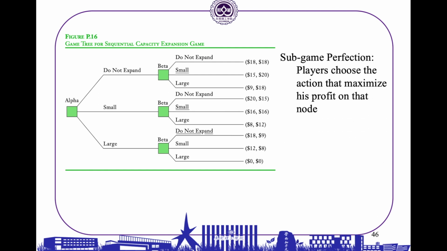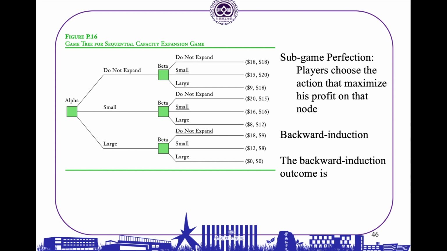In a sequential game, we will consider the concept of subgame perfection. An equilibrium with subgame perfection requires players to choose their optimal strategy at every knot. In this example, we can use a technique called backward induction to find the subgame perfect Nash equilibrium. A backward induction starts at the end of the game, which is the final choice made by a player. Here, the final knot is beta's decision knot according to alpha's choice.